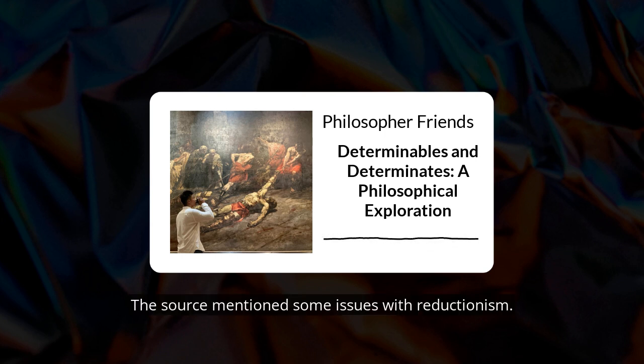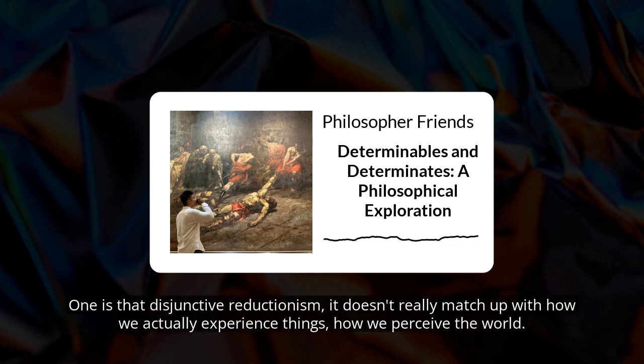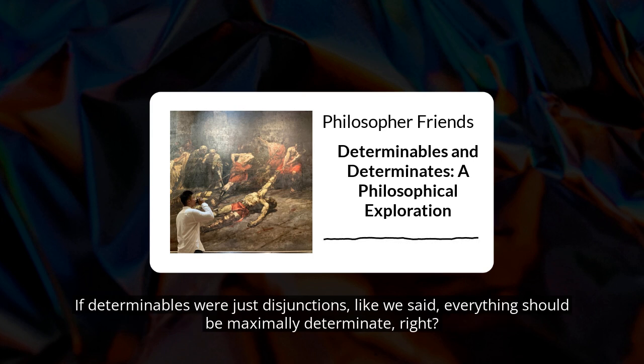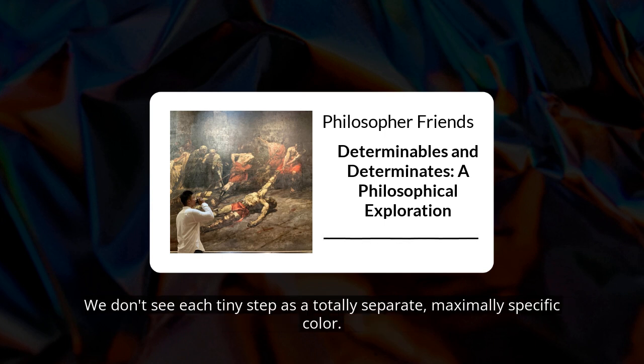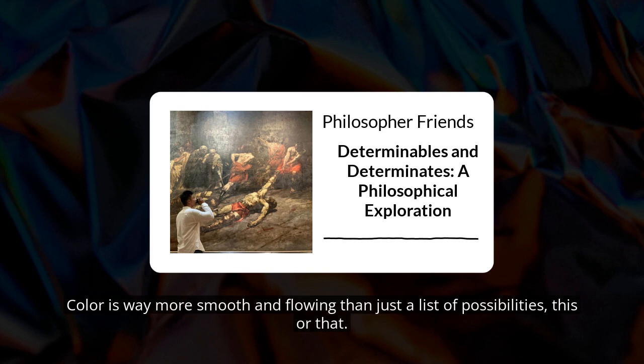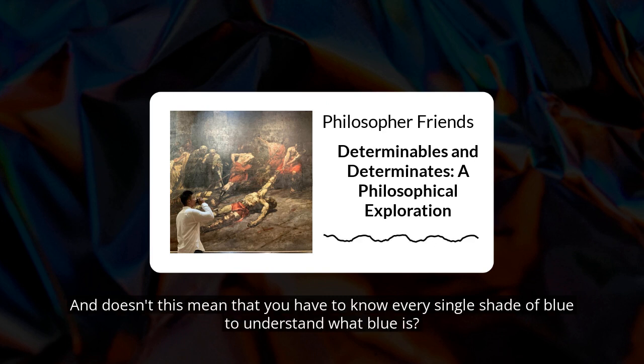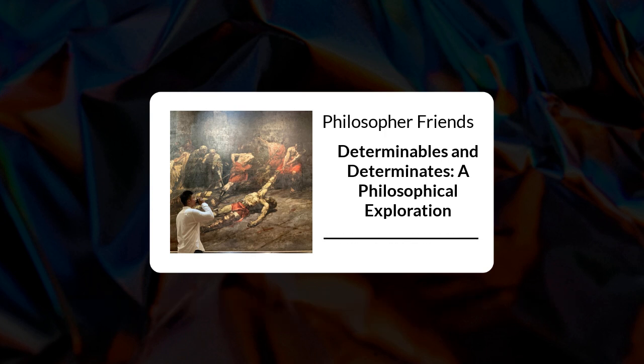The source mentions some issues with reductionism. Yeah, some big ones. One is that disjunctive reductionism doesn't really match up with how we actually experience things, how we perceive the world. If determinables were just disjunctions, like we said, everything should be maximally determinate, right? But think about that color gradient, the Soleil's paradox. You slowly shift from one shade to the next. We don't see each tiny step as a totally separate, maximally specific color. That's a good point. Color is way more smooth and flowing than just a list of possibilities, this or that. And doesn't this mean that you have to know every single shade of blue to understand what blue is? That doesn't seem right.